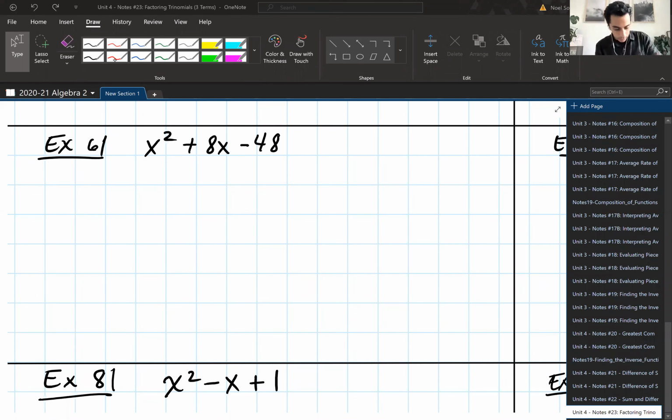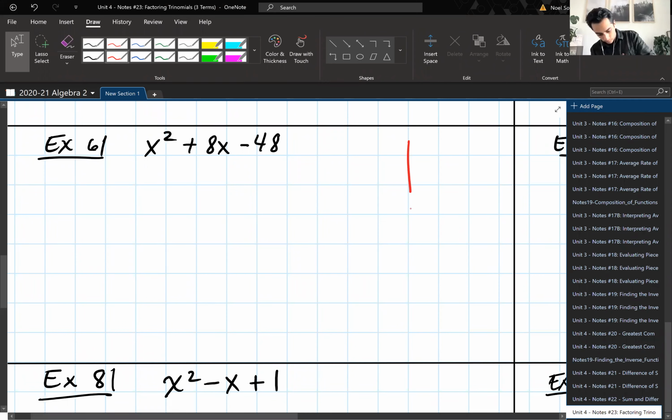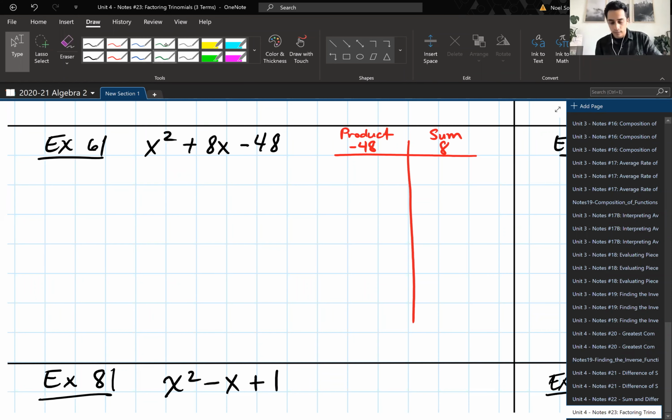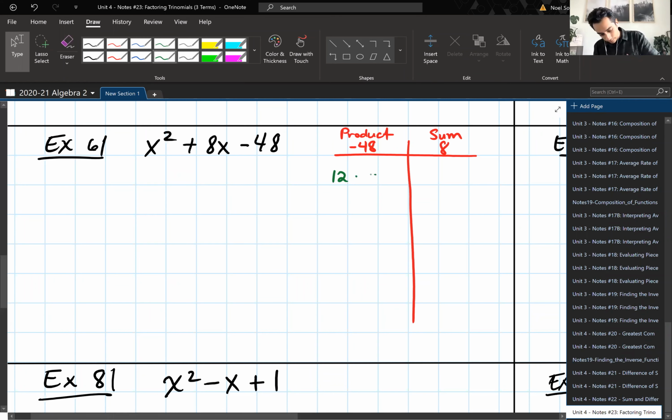Okay, so here we have the scenario where we're looking for a product of negative 48. And we want the sum to be positive 8. So what combination of factors gave you that? Okay, so positive 12 times a negative 4. All right, that looks good, right? We multiplied both of those factors, we get negative 48. If we add the factors together, we get positive 8. Okay, so that's good. So now we get to factor.